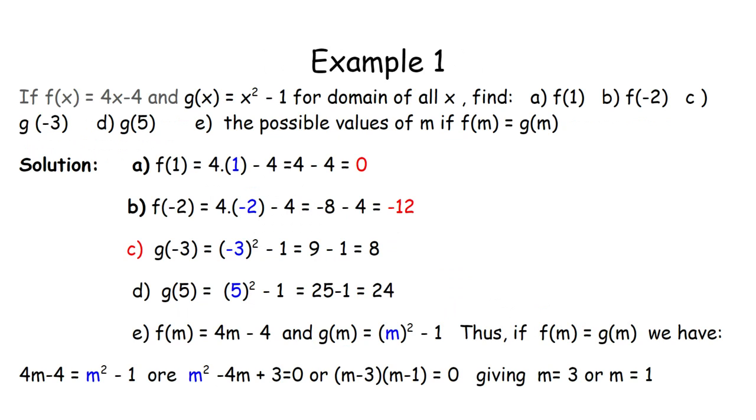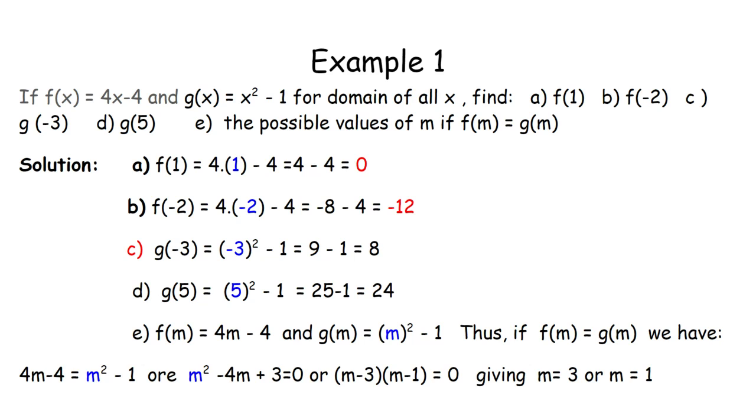Example 1. If f(x) = 4x - 4 and g(x) = x squared - 1, for the domain of all x, find f(1), f(-2), g(-3), g(5), and the possible values of m if f(m) = g(m). Solution. f(1). We want to find f(1). To do this, we substitute in place of x the number 1 in the function f(x), and we have f(1) = 4 times 1 - 4 = 0. f(-2). To find f(-2), x is equal to -2.